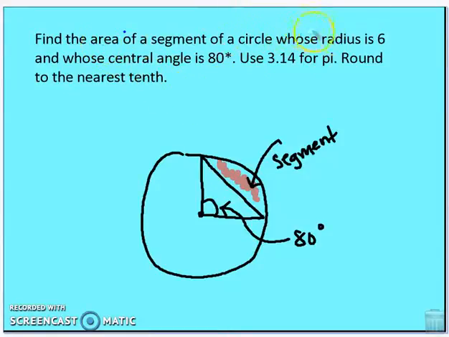We'll find the area of a segment of a circle whose radius is 6, back to that same sector, but now we're calculating the segment whose central angle is 80 degrees. We're going to use 3.14 for pi, and we're going to round to the nearest tenth. Let's see if you can figure this out. I'm going to come back and go through the answer.